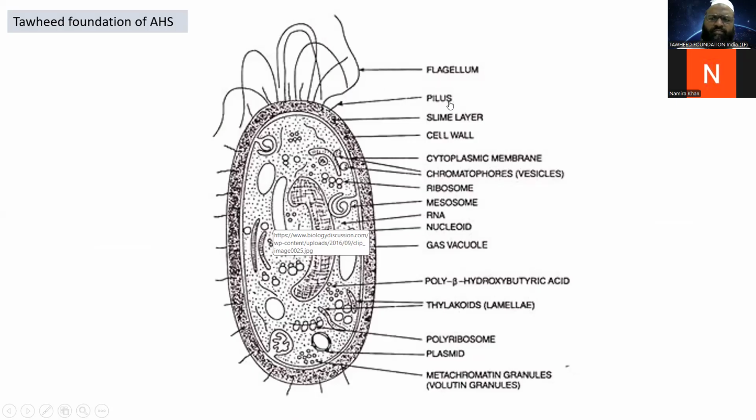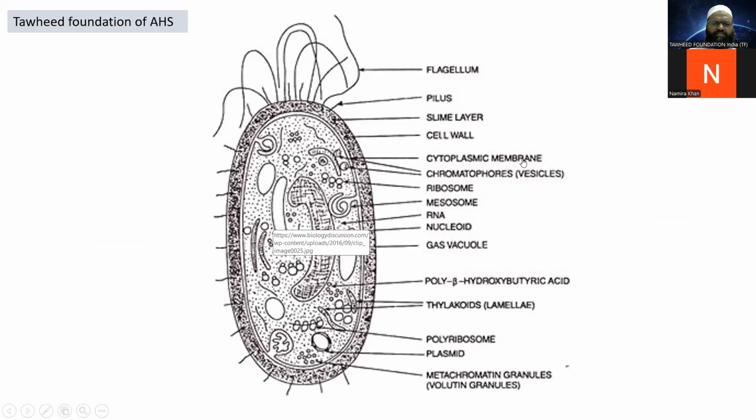Pilus or pili, a hair-like projection shorter than flagella, facilitates attachment to surfaces and plays a role in conjugation, transfer of genetic material between bacteria. Slime layer, a loosely attached gelatinous layer exterior to the cell wall, provides protection against drying and helps in adherence to surfaces. Cell wall, a rigid structure surrounding the plasma membrane, provides shape, mechanical support, and protection from osmotic pressure. It is composed of peptidoglycan in bacteria.